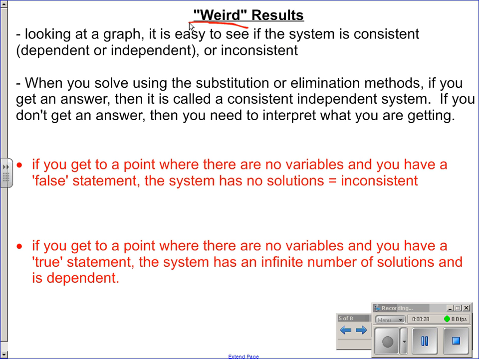If a system is consistent and independent, there's one answer. And so when you're solving, you're just going to get that answer. You're going to solve for X, you're going to solve for Y, and all done.